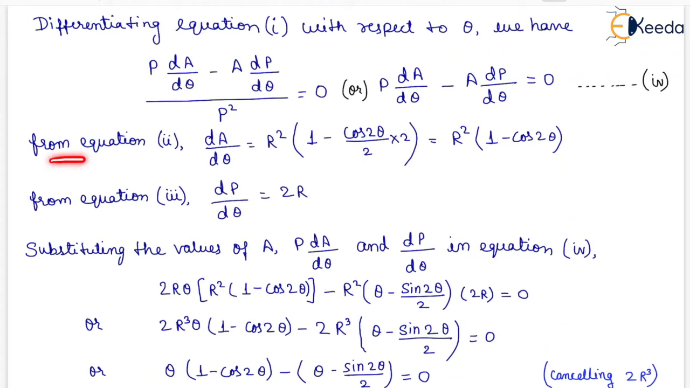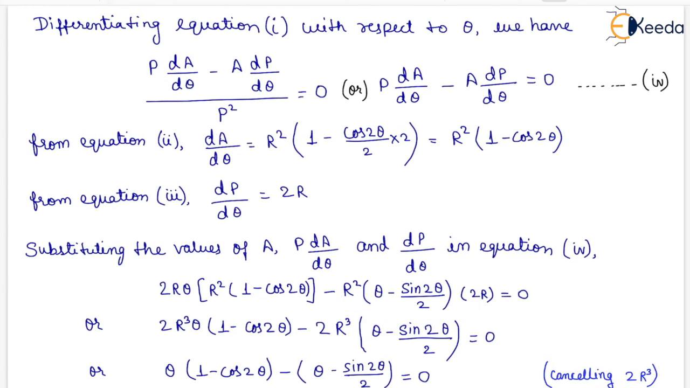Now from equation second, dA upon d theta will be equal to r square (1 minus cos 2 theta) by 2 into 2. So it will be equal to r square (1 minus cos 2 theta). Now from equation third, dP upon d theta will be equal to 2r. Now substituting the value of A, P, dA upon d theta and dP upon d theta in equation 4, we will have 2r theta into r square (1 minus cos 2 theta) minus r square (theta minus sin 2 theta by 2) into 2r will be equal to 0.